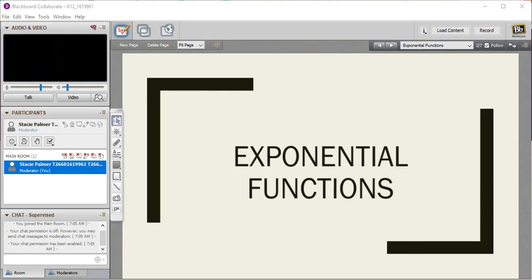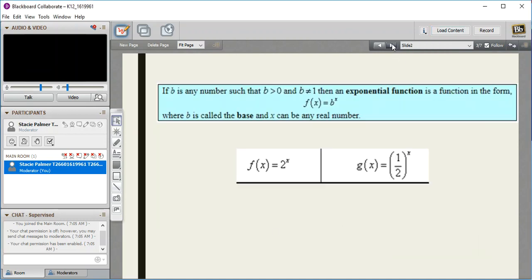So with that said, I'm going to go ahead and get started with today's lesson on exponential functions. Okay. Right here, I have a couple of examples of two exponential functions.